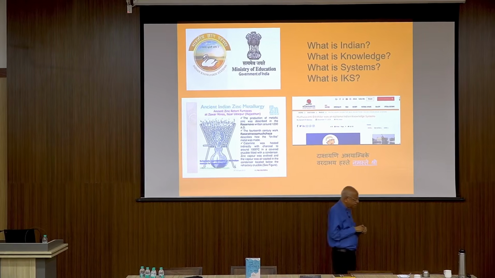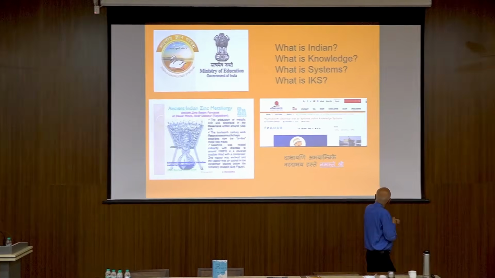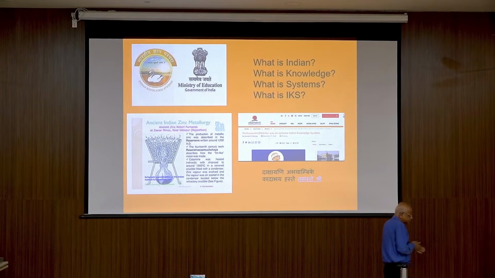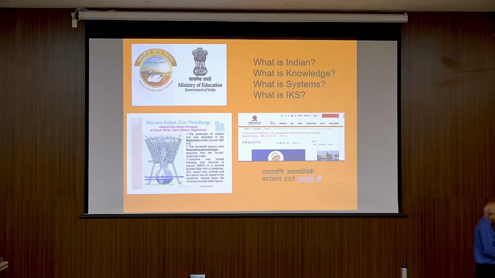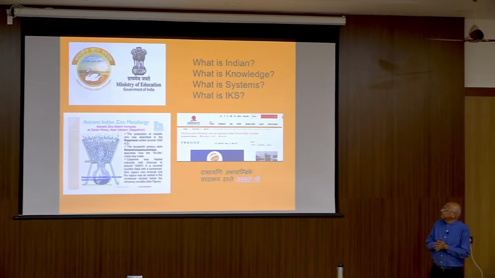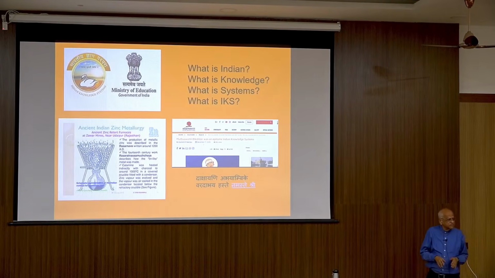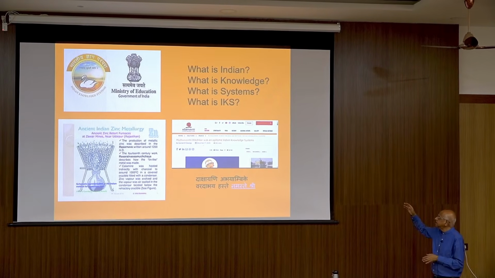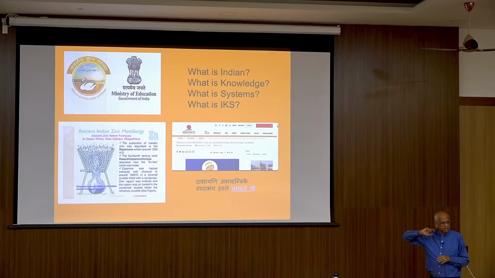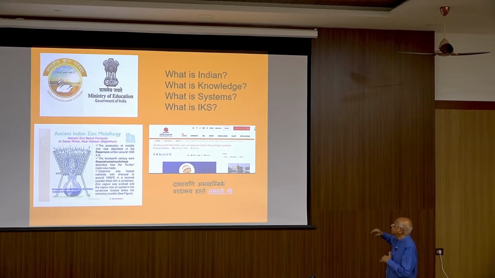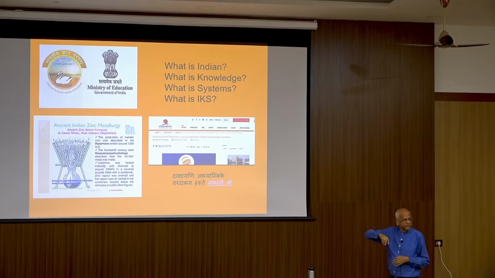And the very last example, what are the first 4 chapters of the first book? What is Indian? What is knowledge? What is systems? What is IKS? What is Indian itself, I wrote the chapter. What is knowledge, I think Anshu here wrote that chapter. And what is systems, Dikit wrote that.